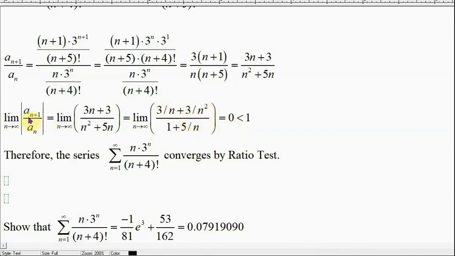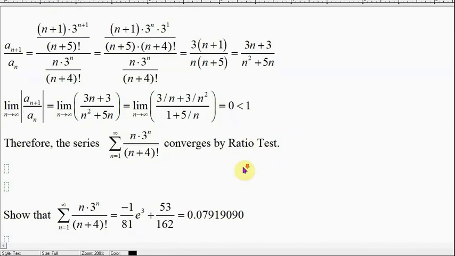And therefore the limit of the ratio a sub n plus 1 over a sub n as n approaches infinity is equal to 0, which is less than 1. And therefore the series with the expression n times 3 to the n over (n plus 4) factorial converges by the ratio test.